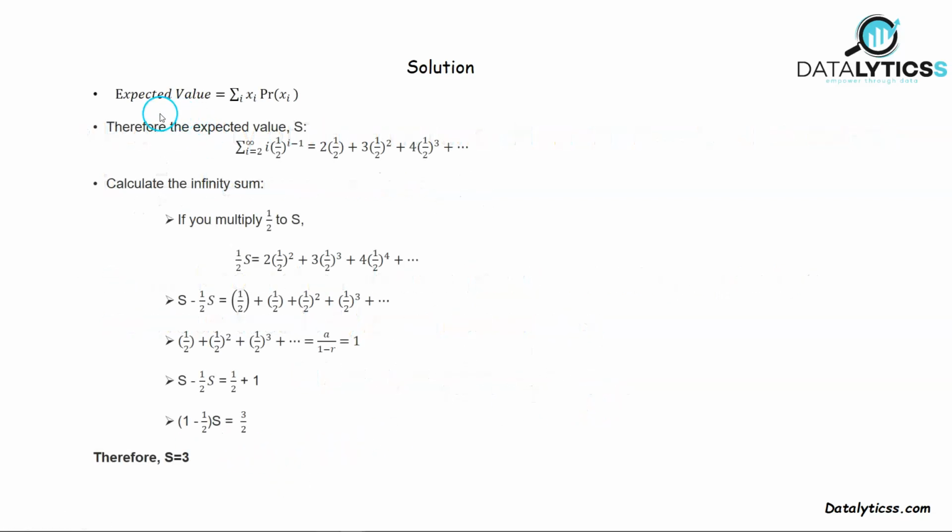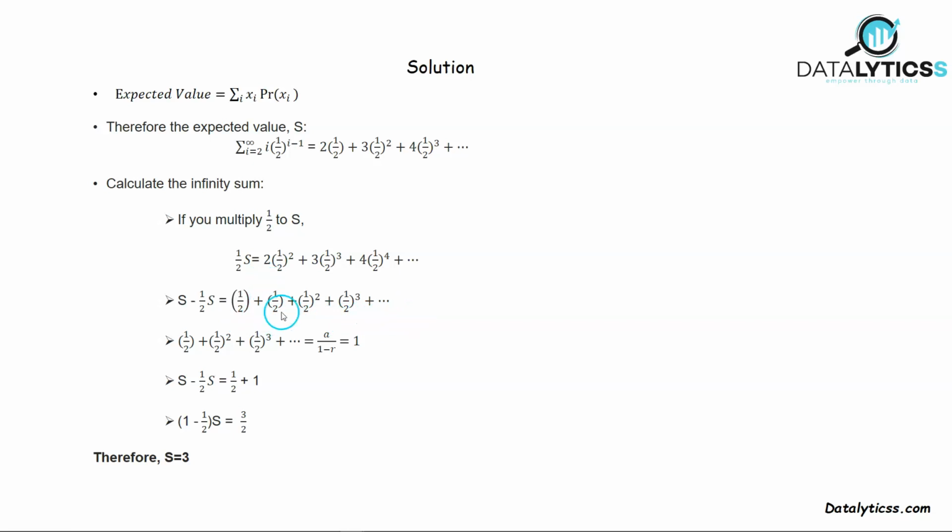The formula for expected value is the number of occurrences multiplied by the probability. So we sub in our starting i equals 2 and a probability of half, and we get this. To calculate the infinite sum, we multiply s by the common ratio, which is half. So we get this series. Thereafter, we subtract half s from s, and we get this series.